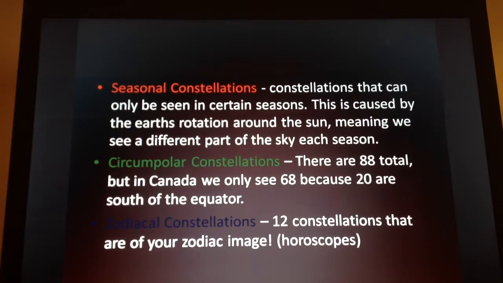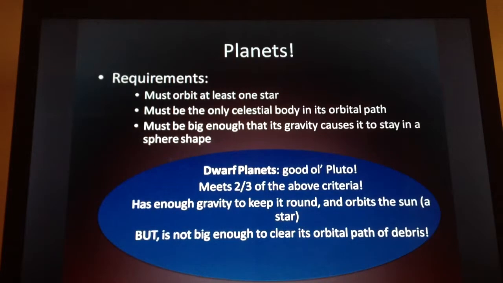There's also zodiacal constellations, and those are your 12 constellations that are the sign of your zodiac image. So Cancer, Sagittarius, I'm a Pisces, so my little fish is up there in the sky. I think it's a fish, but usually they don't look anything like what they're supposed to.